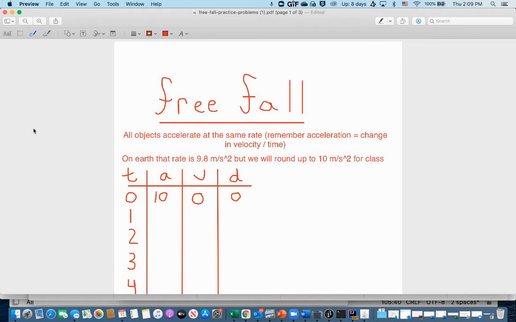Talk about free fall a little bit. We talked about in class what free fall was, so this is just a review of what it is. I just want to do a couple examples, and we're going to do some practice problems so we feel a little bit more comfortable with this.